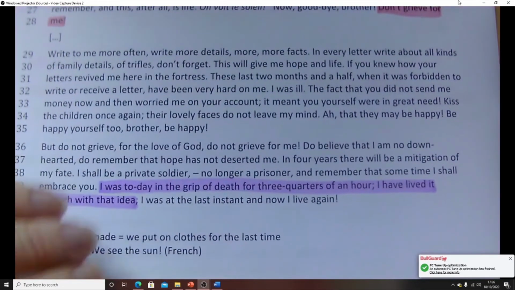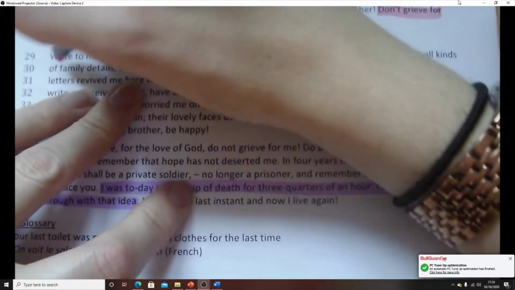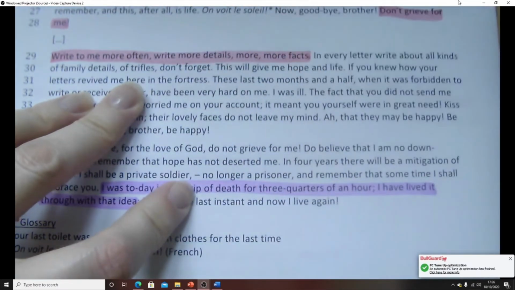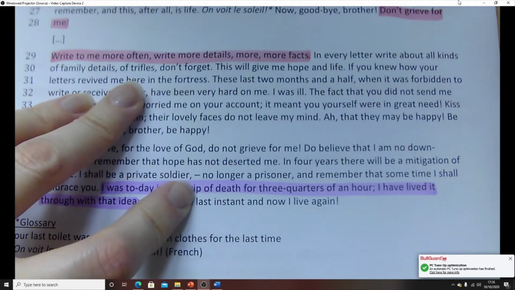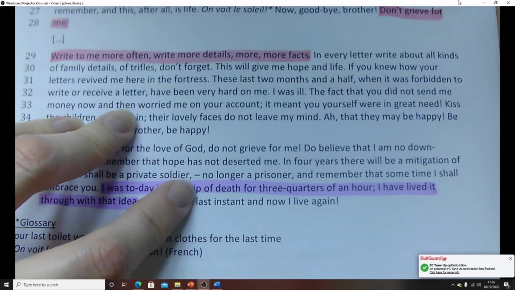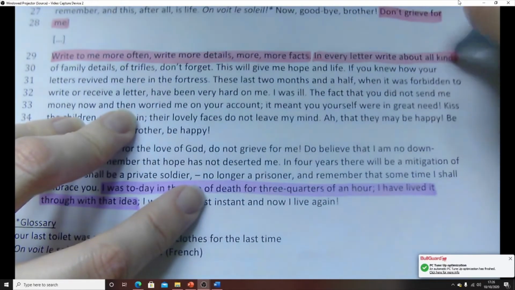Going on to this next bit then, "write to me more often, write more details, more facts." So again, quite commanding, showing that he wants to communicate and establish that communication with his brother. So again, showing how much he loves his brother, that he cares about him, he wants to hear from him. I could use part of this as well, so I've got lots of options here.